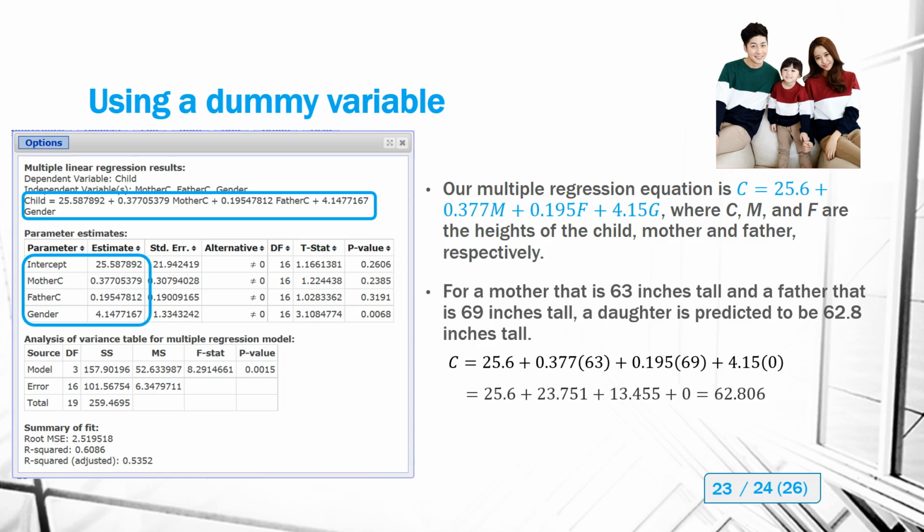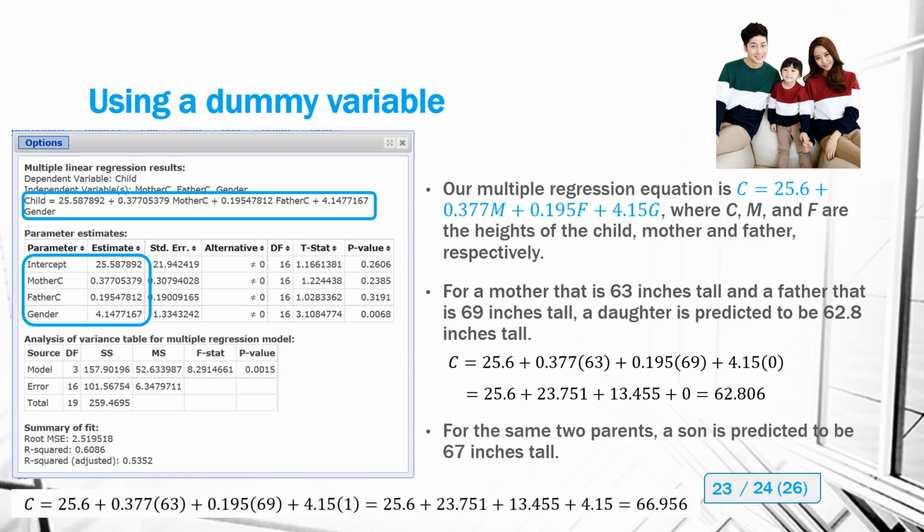Punch that out on the calculator and we get 62.806, which rounds to 62.8. Likewise, if the same two parents have a son, then the prediction for the height is 67 inches. You can see the math for that right here. Notice that I'm putting a 1 in for my dummy variable because now we're looking at a male instead of a female. Out come the numbers, add them together, and I get 66.956, which rounds to 67.